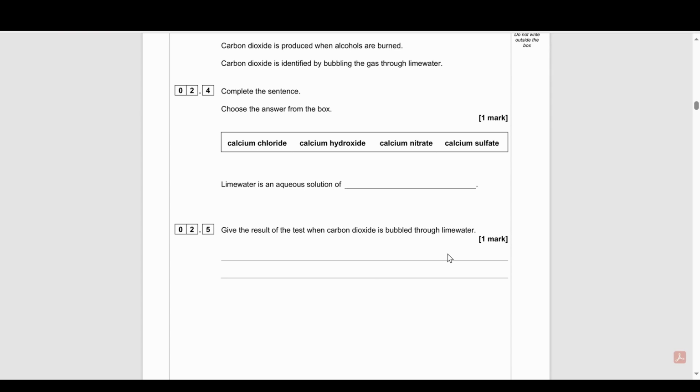Well, lime water is a solution, but it's not a salt. So we've got to rule out the salts in our box. Calcium chloride is a salt. Calcium hydroxide is not a salt. Calcium nitrate is a salt. Calcium sulfate is a salt. So lime water is going to be an aqueous solution of calcium hydroxide.